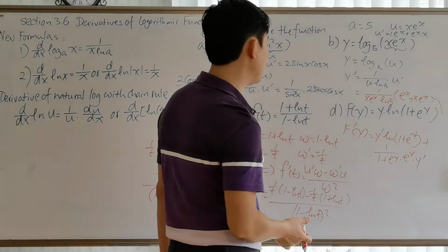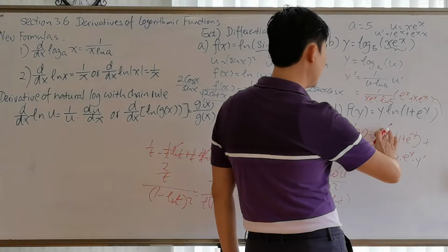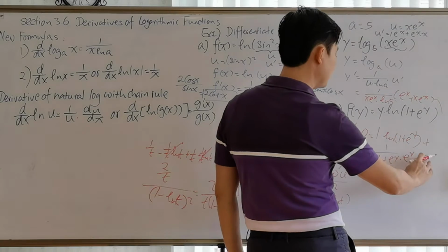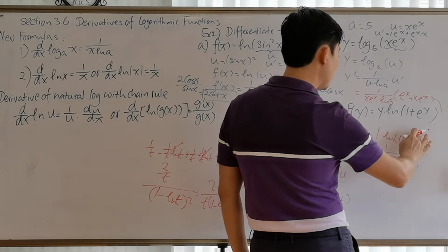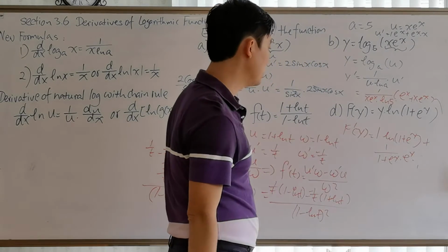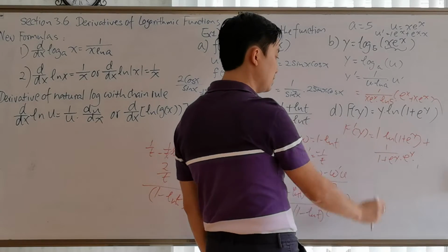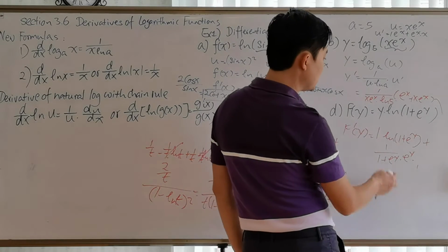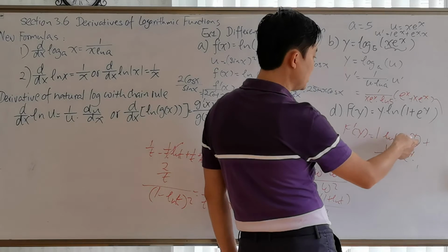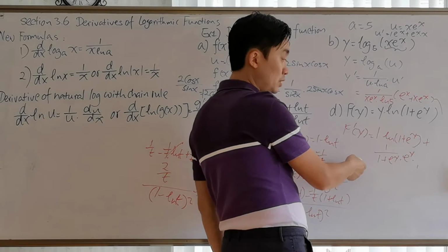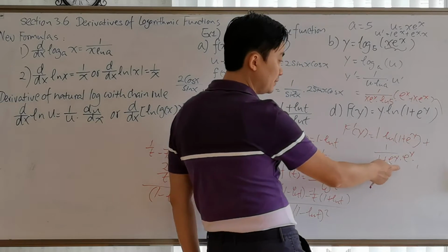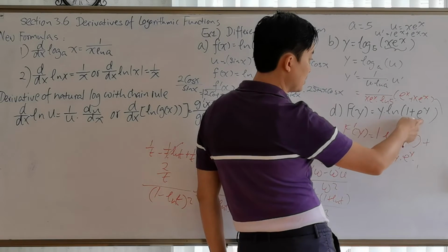Oh, you know what? y is the variable, so we don't need to put in y prime. So y prime is just considered 1. Normally y is the dependent variable, but this one is the independent variable here. So just 1 times natural log of 1 plus e to the power of y, plus 1 over 1 plus e to the power of y, times e to the power of y.